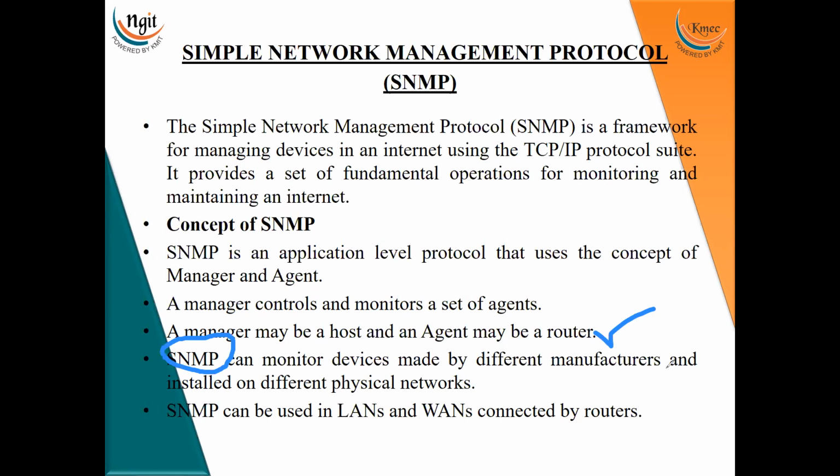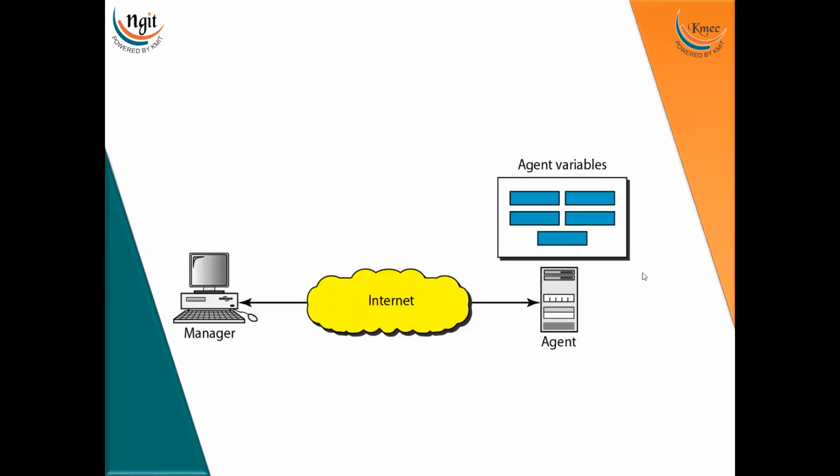And this SNMP can monitor devices made by different manufacturers and installed in different physical networks. And this SNMP can be used in LAN and WAN connected by a router. Now see here, we have the manager and we have the agent variables. They will have proper communication between them over the internet.